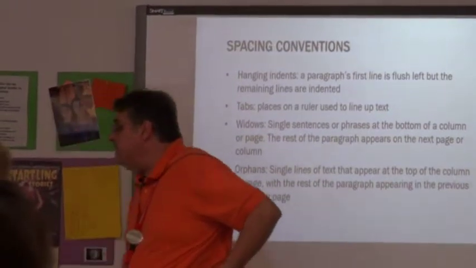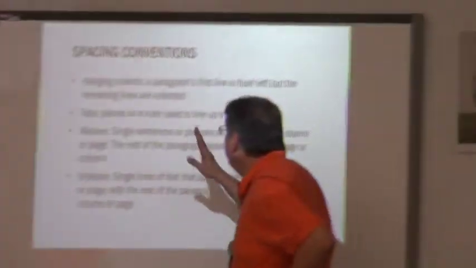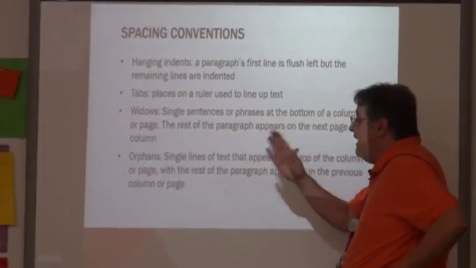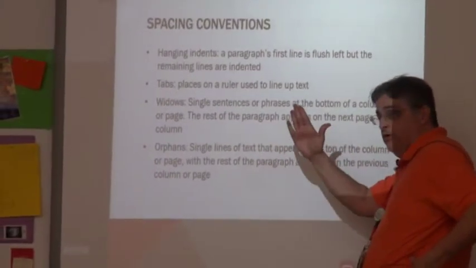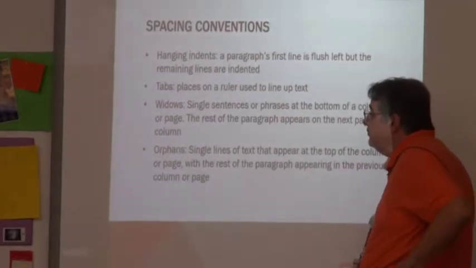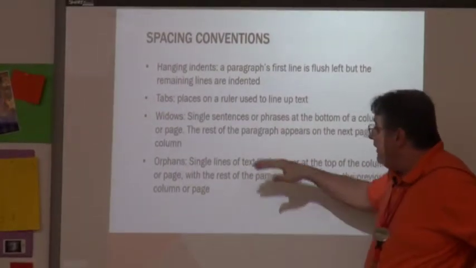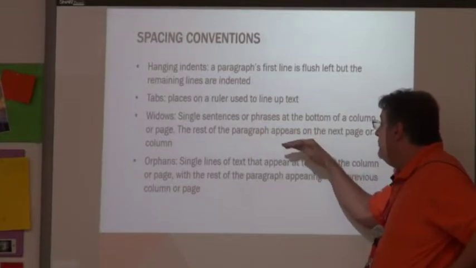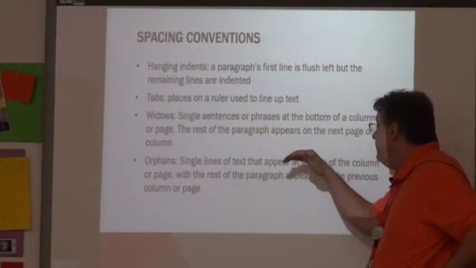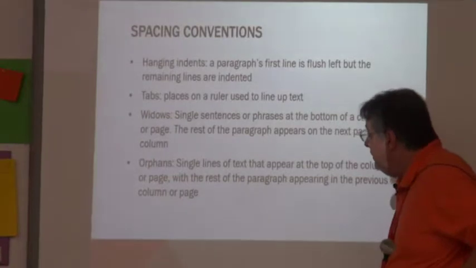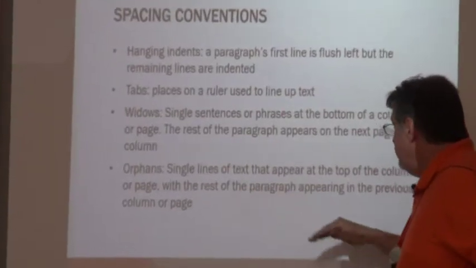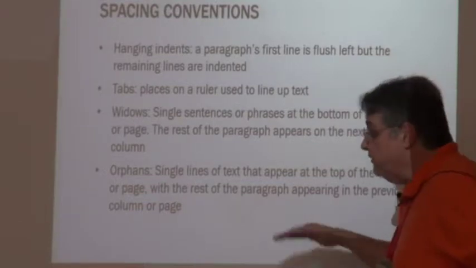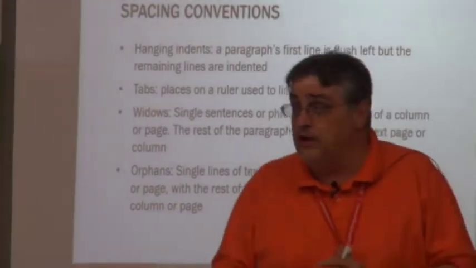All right, hanging indents: the paragraph's first line is flush left, but the remaining lines are indented. Tabs, you know, if you hit the tab, it'll automatically move over a certain number of spaces. All right, widows are single sentences or phrases at the bottom of a column or page, with the rest of the paragraph appearing on the next page or column. Orphans are single lines of text that appear at the top of a column or page, with the rest of the paragraph appearing on the previous page or column. All right.